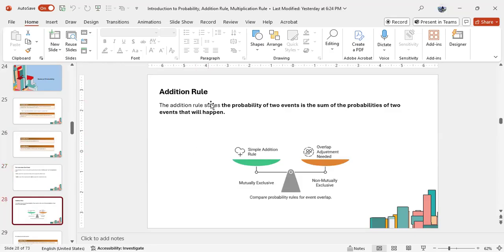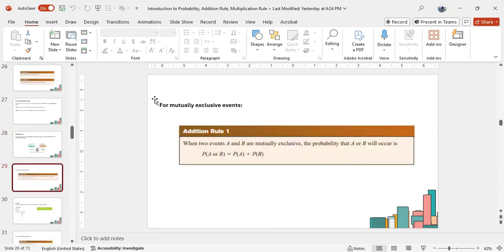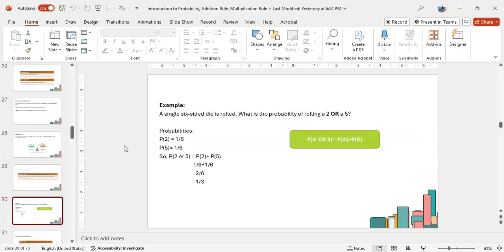The addition rule states that the probability of 2 events is the sum of the probabilities of the 2 events that will happen. For mutually exclusive events, we will simply apply the simple addition rule, and for non-mutually exclusive events, we'll have an overlap adjustment rule. For mutually exclusive events, addition rule number 1 applies, which states that if 2 events A and B are mutually exclusive, the probability that A or B will occur is the simple sum of both probabilities, probability of A and probability of B. Consider this example.